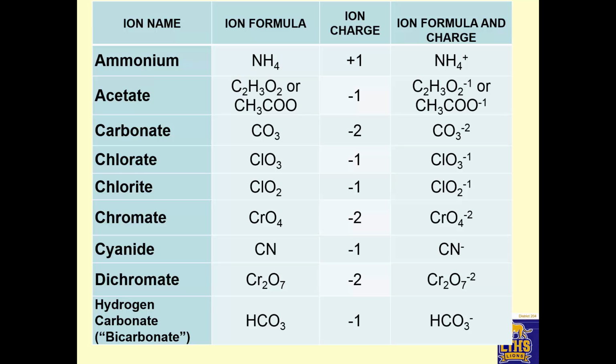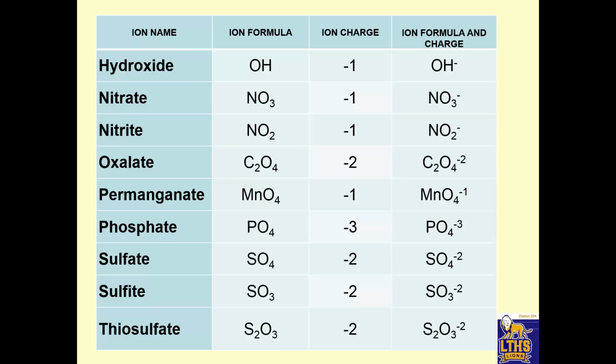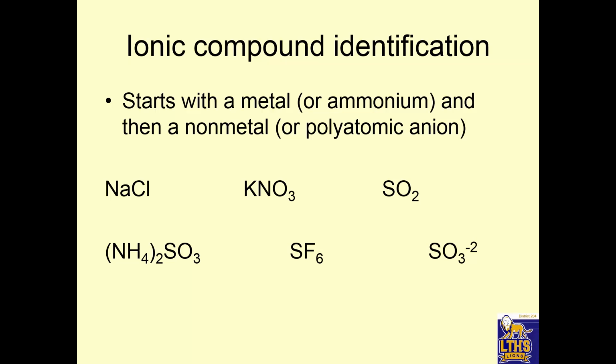So if you write the whole formula, you need every element, the subscripts tell you how many of each, and you need the charge next to it in order for it to be that ion. Oh, look, there's some more. Here we're talking about sulfate and sulfite, nitrate and nitrite. You can see that every time there's an -ate and an -ite, the difference is 1 oxygen in the formula.